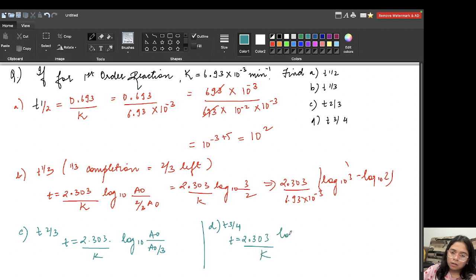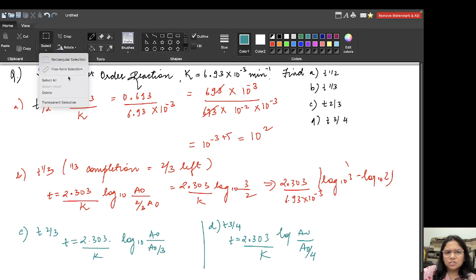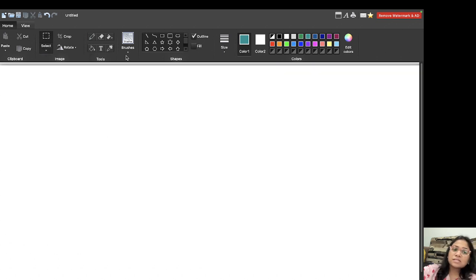by k log base A naught upon A naught by 4, right? So only these kind of reaction questions will come for your first order reaction. It's very easy. Let's study some examples of first order reaction.